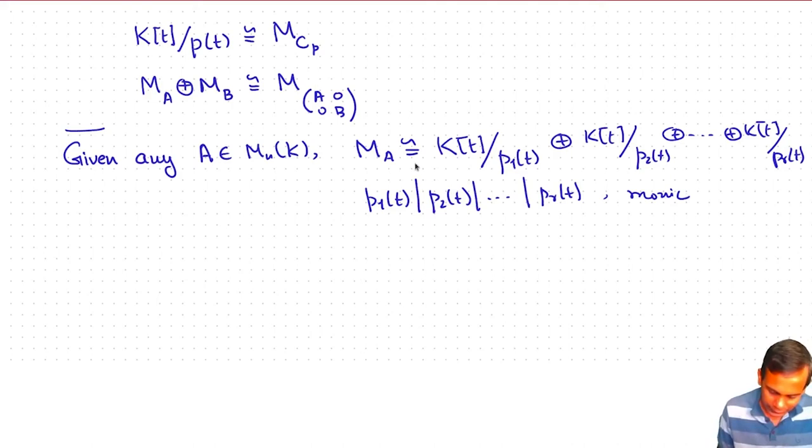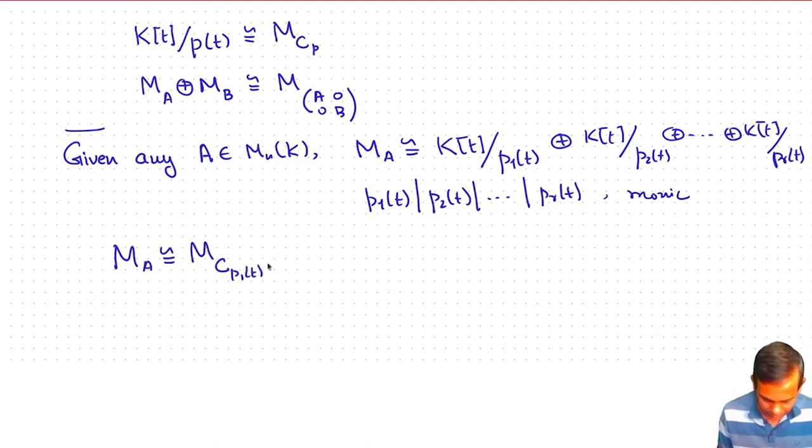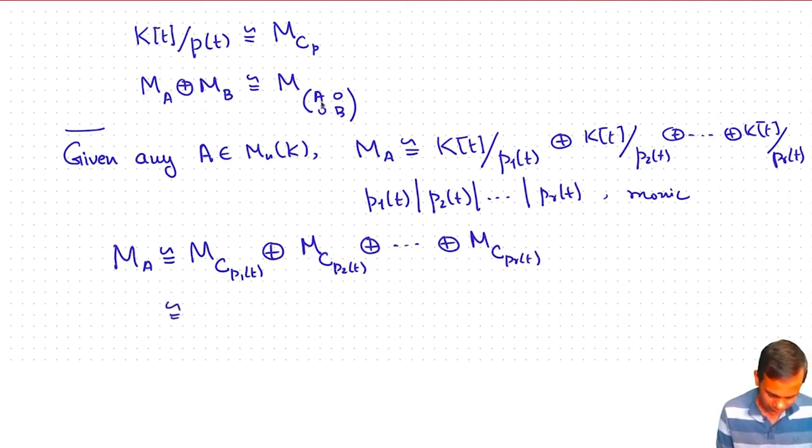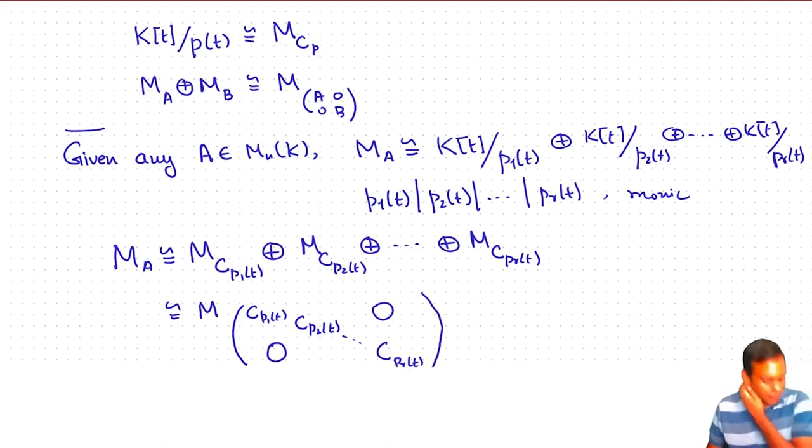And so what we get is that M_A is isomorphic to M of C_P1(T), direct sum M of C_P2(T), up to M of C_PR(T), which is in turn isomorphic to, by this argument up here about direct sums, M of the block diagonal matrix whose diagonal blocks are C_P1(T), C_P2(T), up to C_PR(T). Moreover, the polynomials P1(T), P2(T), PR(T) are unique. So this form is also going to be uniquely determined by the matrix A. So what we have proved is the existence and uniqueness of a rational canonical form.